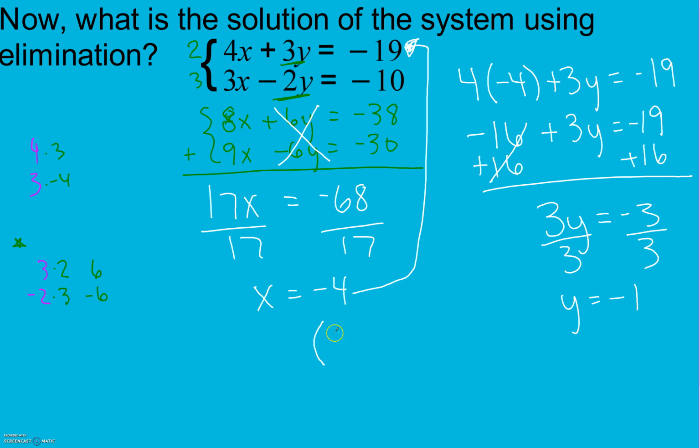That makes my ordered pair, always x first, remember, and then y. So (x, y) is (negative 4, negative 1).